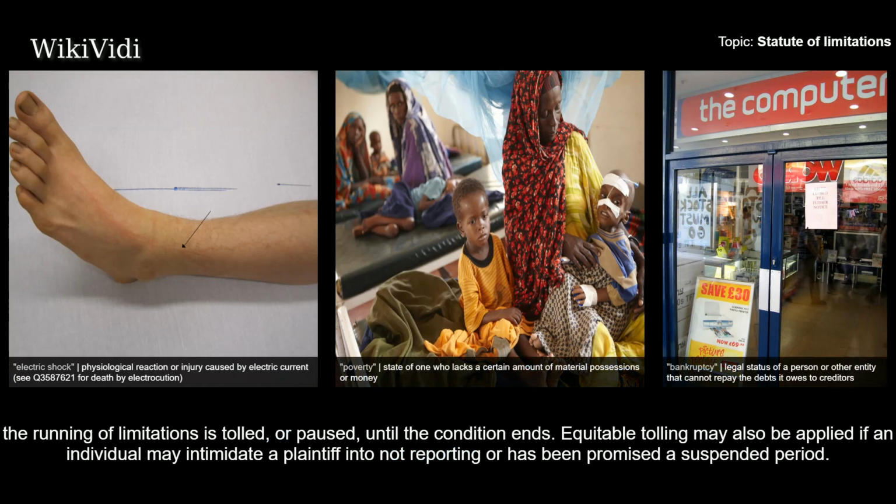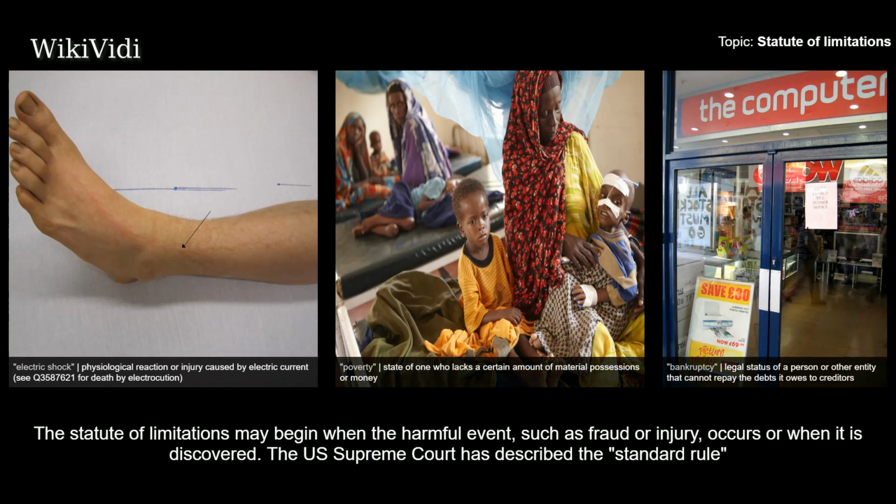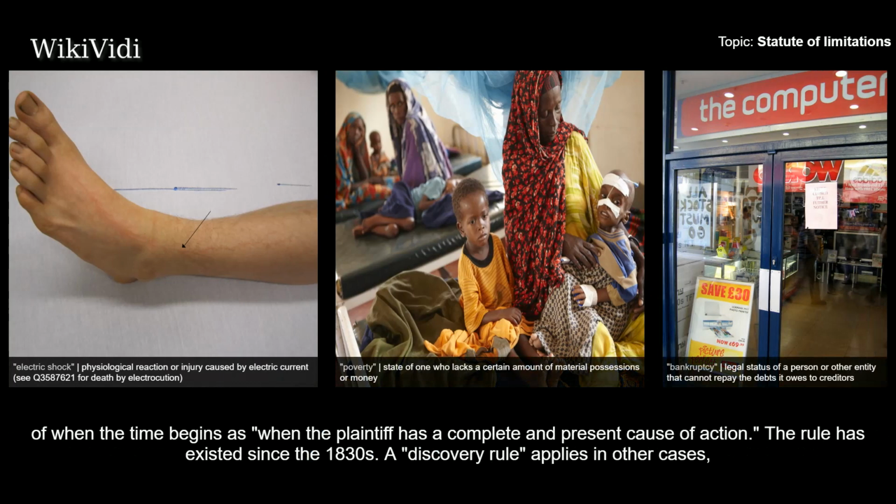The statute of limitations may begin when the harmful event, such as fraud or injury, occurs or when it is discovered. The U.S. Supreme Court has described the standard rule of when the time begins as when the plaintiff has a complete and present cause of action. The rule has existed since the 1830s.